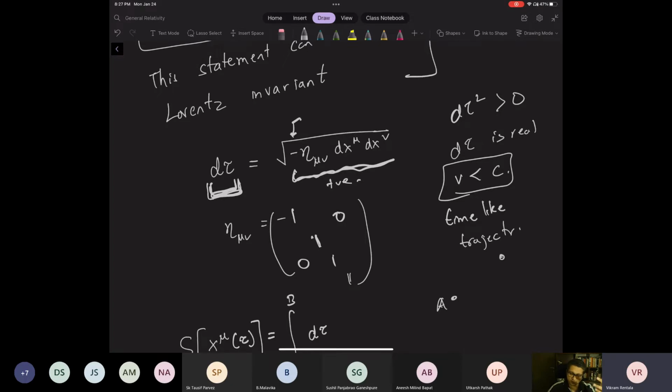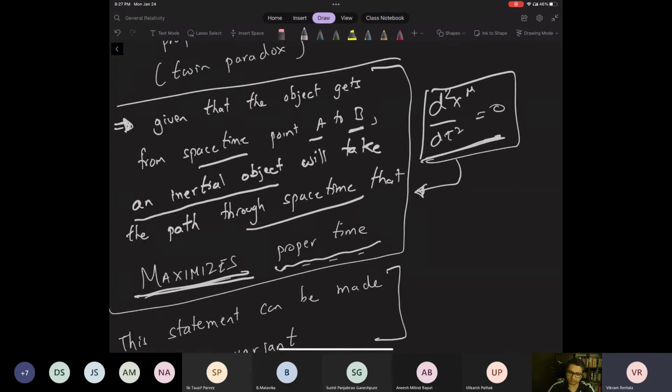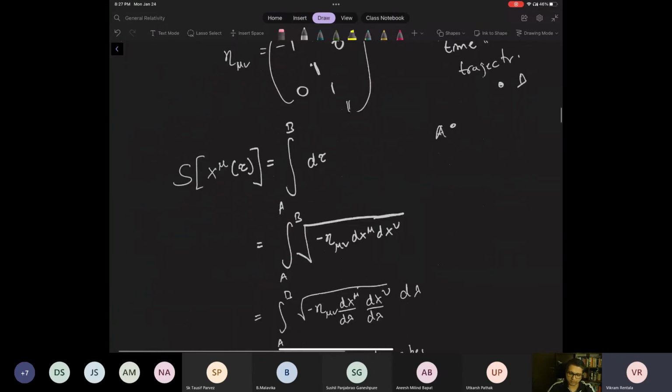If I want to find out what is the trajectory of an inertial object that gets from A to B, it's the one that maximizes d tau. Or equivalently, it's one that solves this equation of motion. Now I can write d tau. So I can define this quantity.